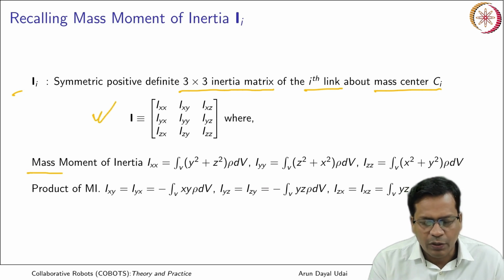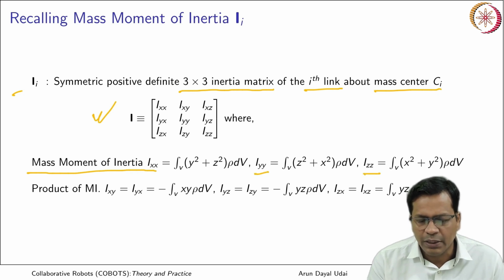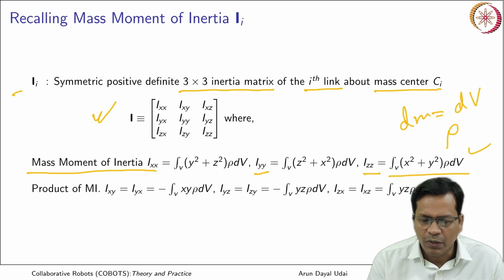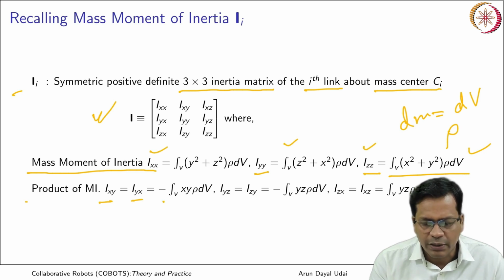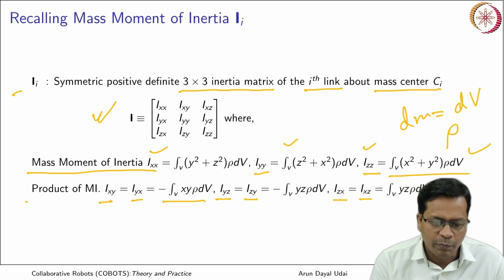These are the mass moments of inertia, the principal moments of inertia, that is Ixx, Iyy, Izz. You already know this. Rho is the density of this link, dV is the elemental volume, so rho dV is actually dm, the elemental mass. You integrate over the volume and you get the moment of inertia. Similarly, the product moments of inertia Ixy equals Iyx, and Iyz, Izy, Izx, Ixz are given by this. These are the product moments of inertia.